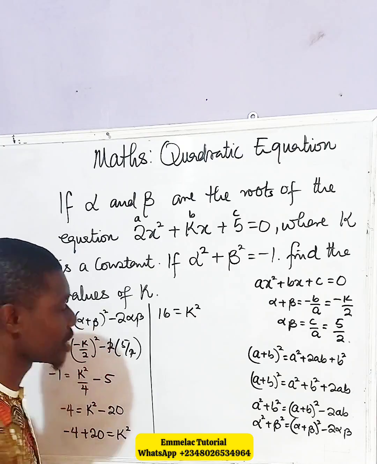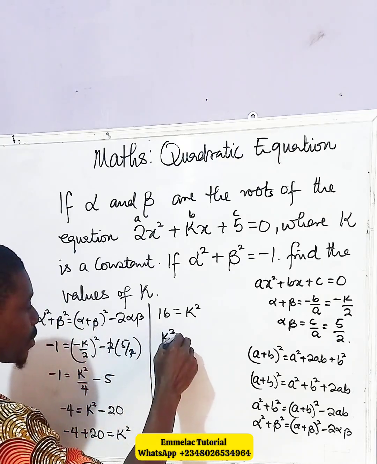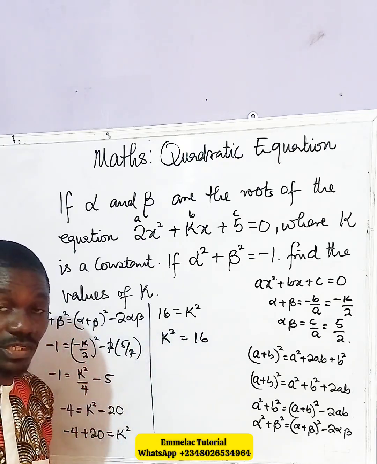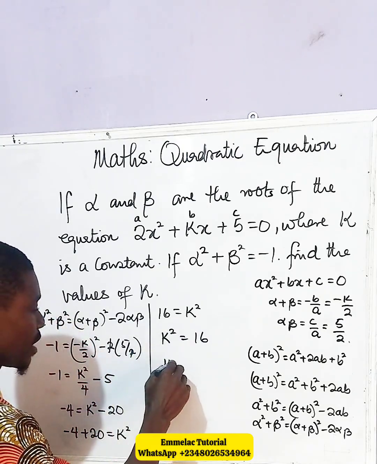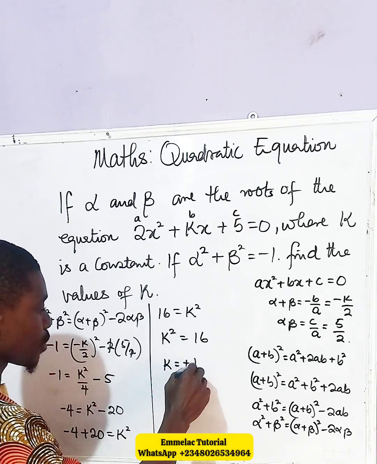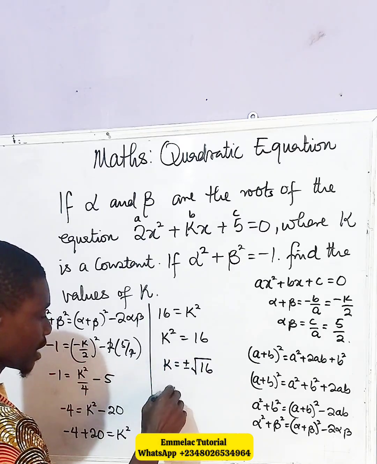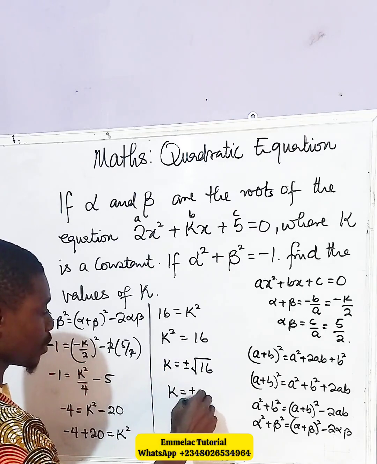Now rearranging this, here we have k squared equals 16. Now finding the square root of both sides, we can say k equals plus or minus the square root of 16. Then k gives us plus or minus 4.